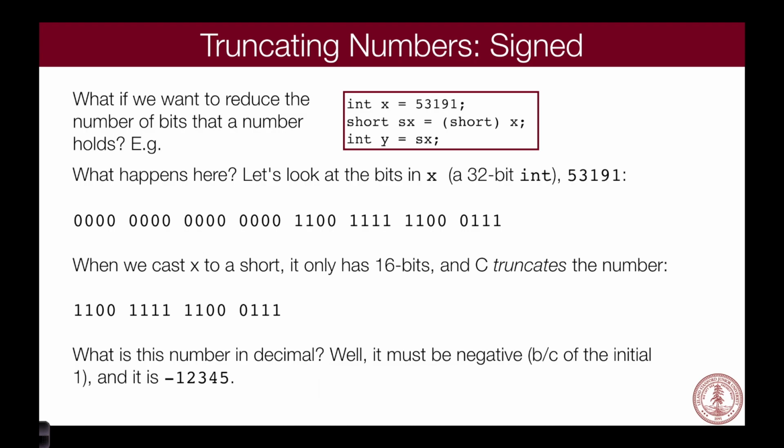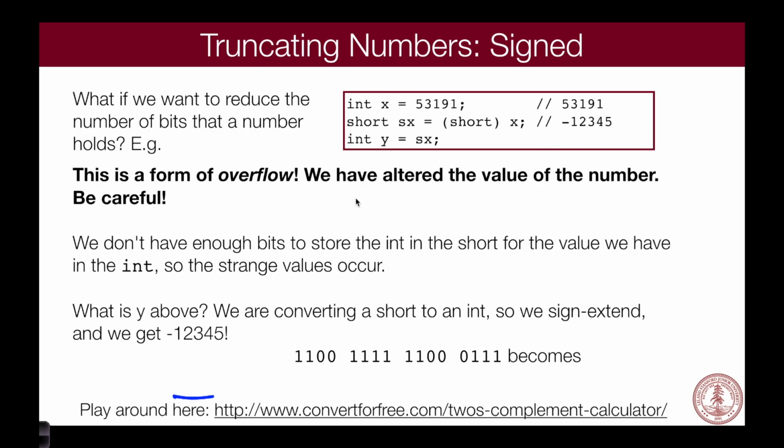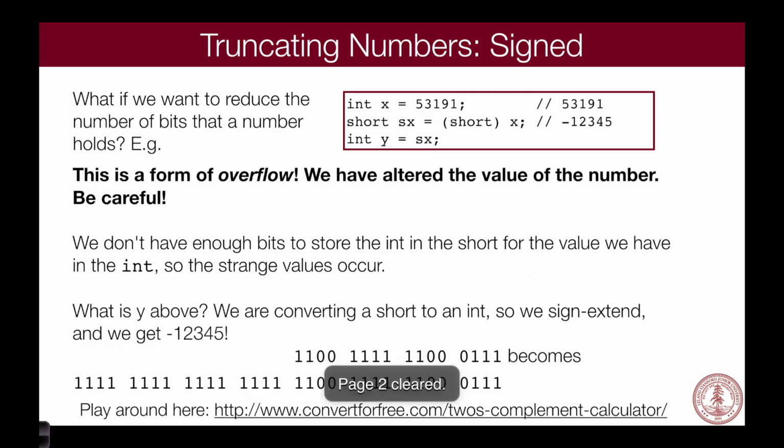You have to make sure that if you're going to truncate a number by casting it to a smaller size, that it fits. That means we would have had to have a number up here that's less than 32,767, but we didn't. We tried to do it, and it turned into a negative number when we converted it. So again, this is a sign of overflow, and we don't have enough bits to store this. You can play around with this, by the way. If you go to this 2's complement calculator, you can see some interesting examples of this.